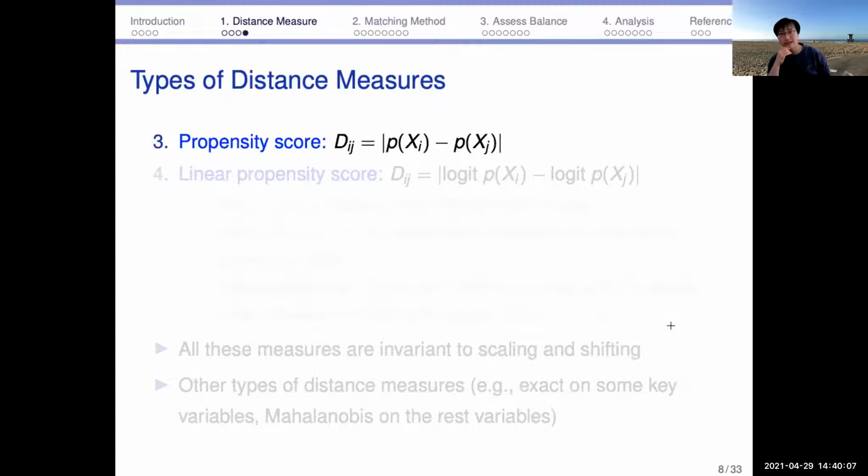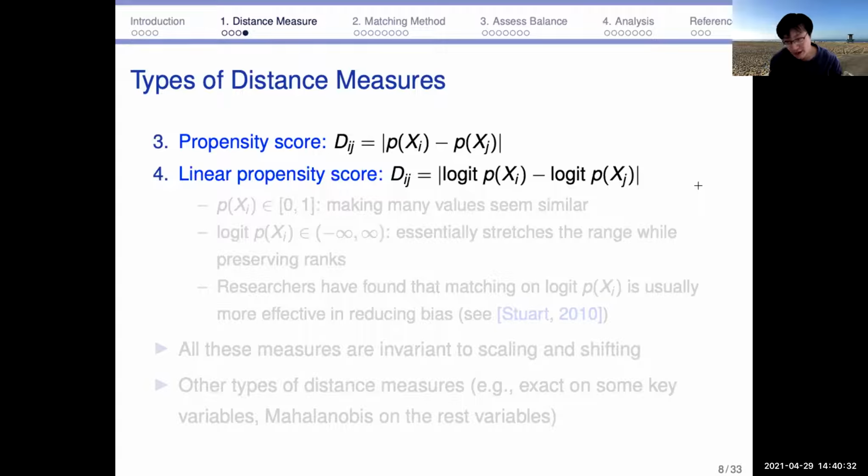A third choice is the propensity score. As we have said, propensity score can be used as a balancing score in the sense that if you match on propensity score, you have covariate balance. And therefore, people often use the absolute difference in propensity score as a distance measure.